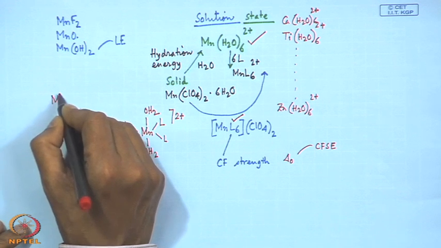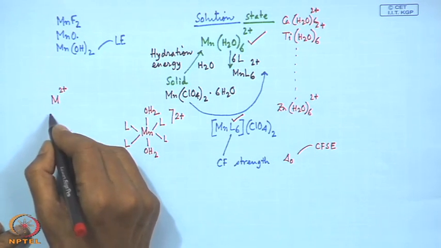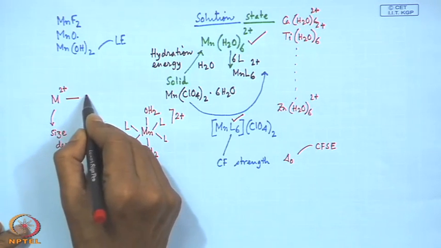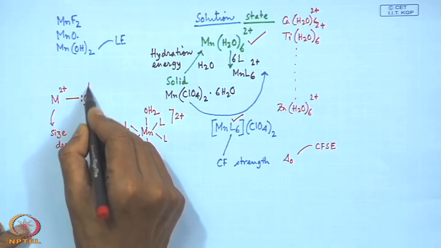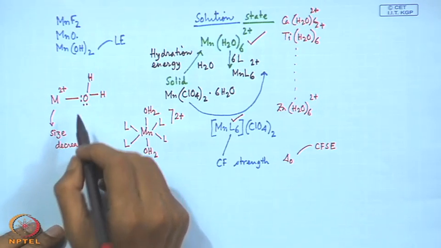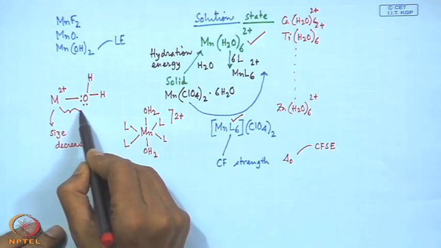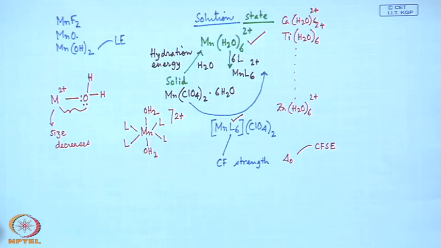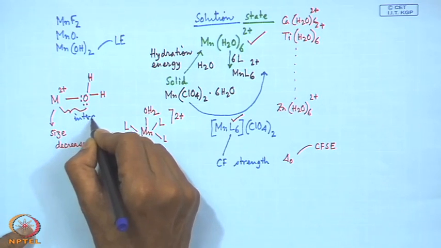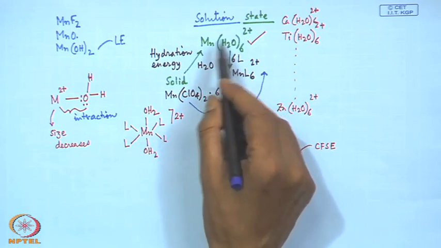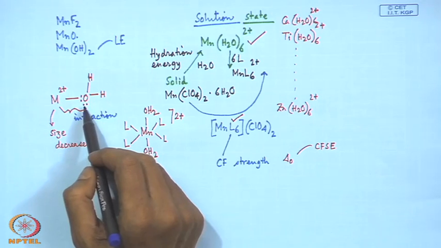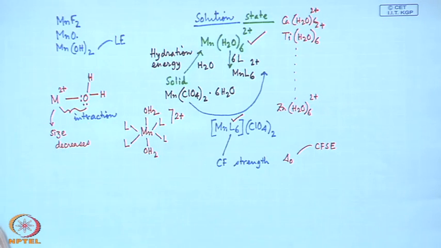So, as we move along M2+, as the size decreases, the interaction with the lone pair of electrons on the water is increasing. As the nuclear charge increases, the size decreases, so there will be a change in the corresponding interaction, and altogether 6 such bonds are forming. So, it can be multiplied by 6, since the metal center is interacting at almost the same time with 6 water molecules for their contribution towards the hydration energy.